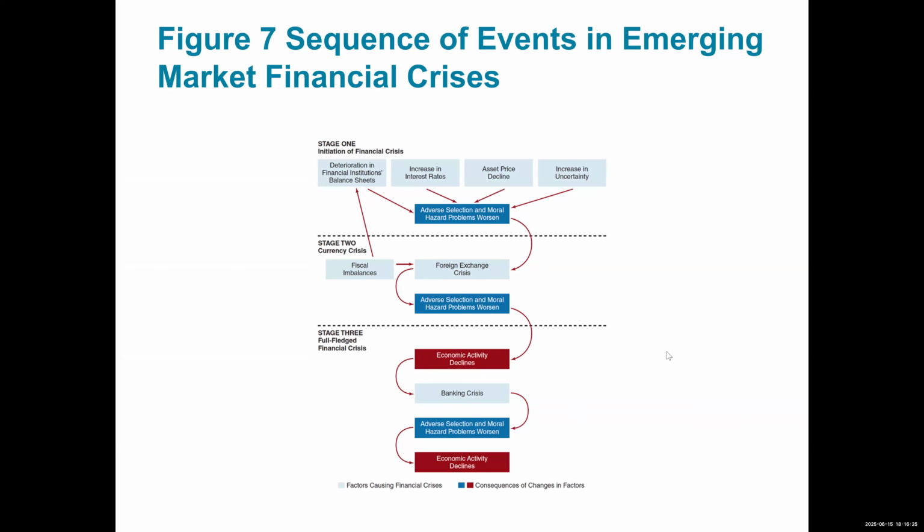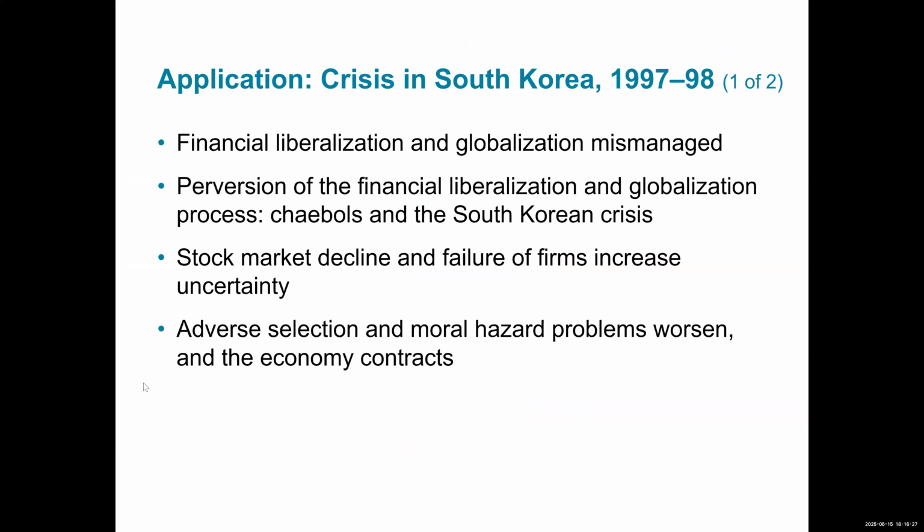So just to wrap up here, I just want to talk about a few case studies of the financial crises that have happened around the world in those emerging markets or developing economies. Let's look first of all at the crisis in South Korea, which happened in 1997, 98. So what triggered the financial crisis in South Korea in 1997, 98?